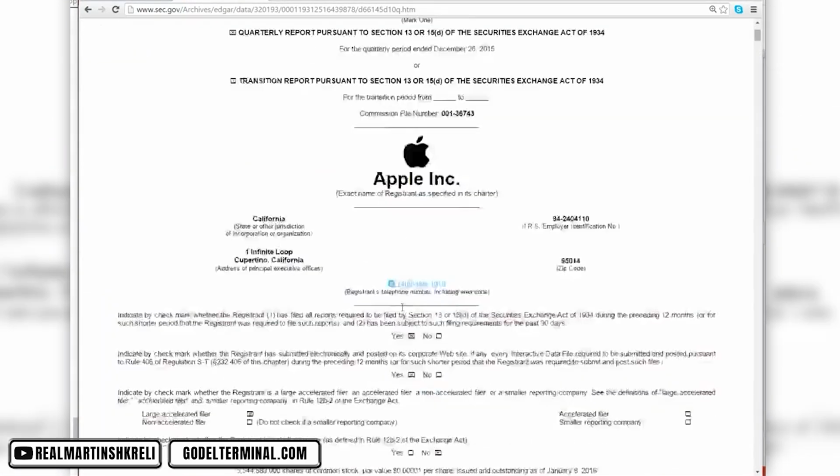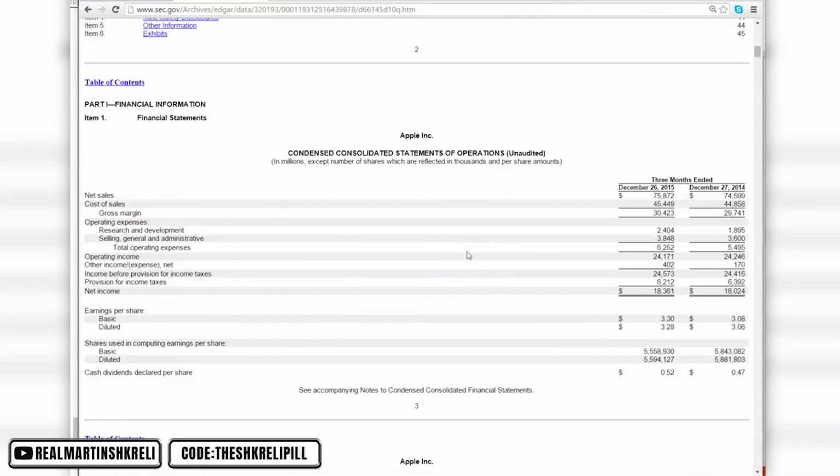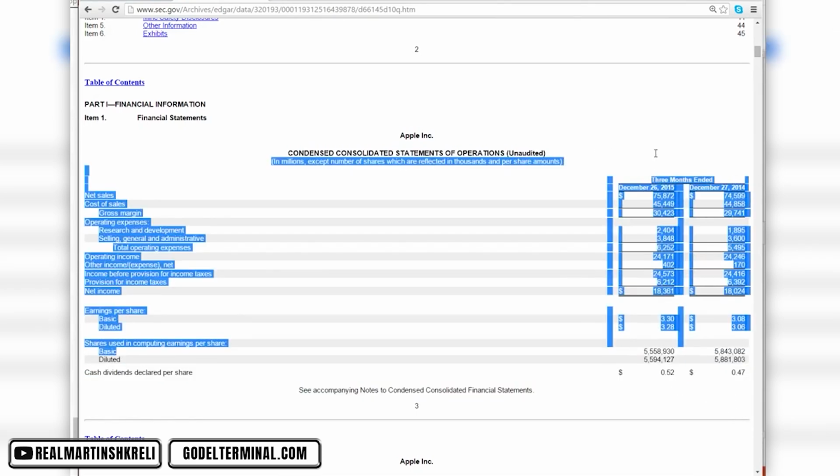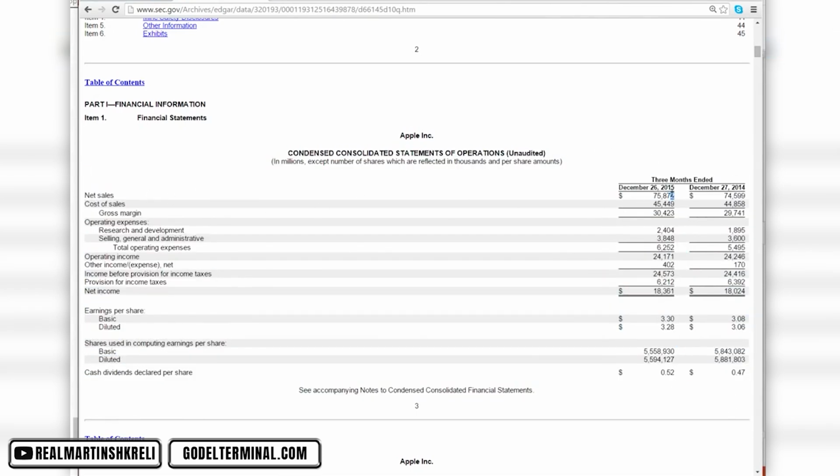You see the little Apple logo, and on page 2 and page 3, you can see what their sales were. So sales of $75 billion for the 3 months ended December 26, 2015. That's a lot. I think they're one of the highest revenue producing companies in the world, $75 billion. So what do we do with this information? How do we interpret it?